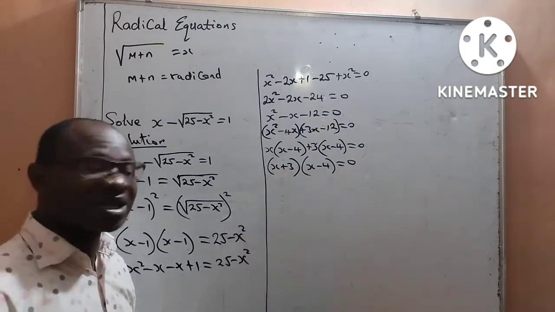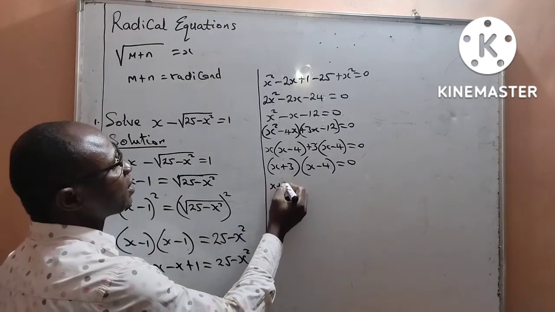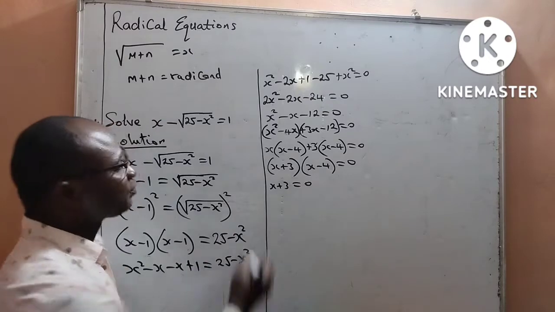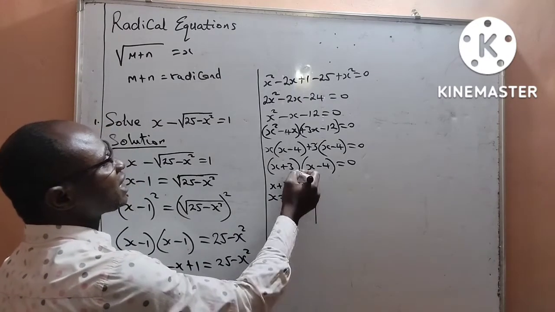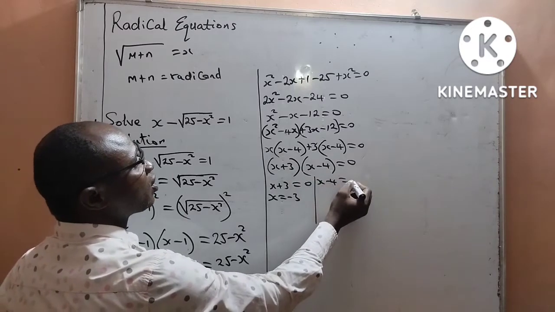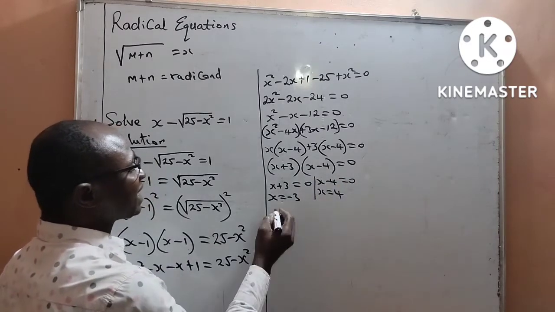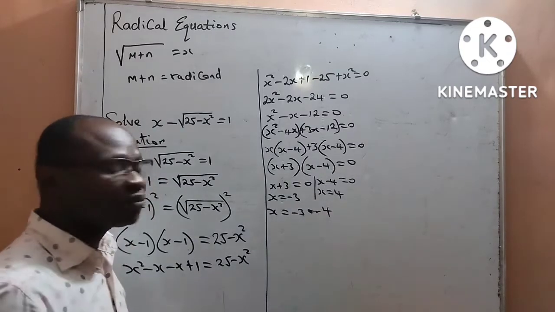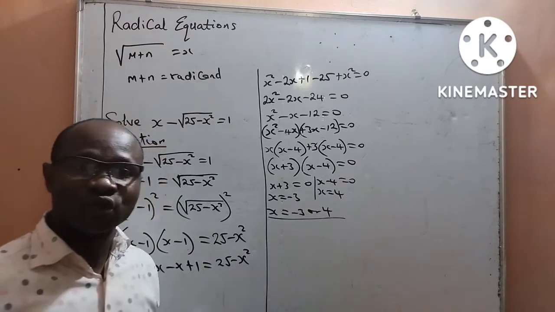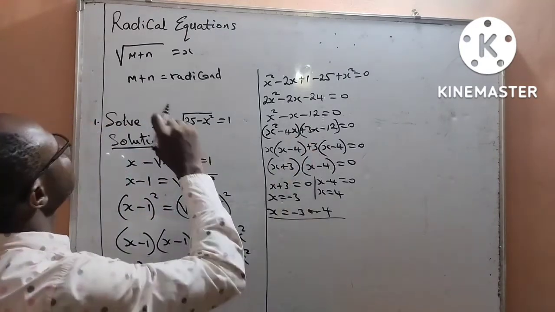I have factorized it. I now find the value of x. Taking the first bracket, I have x plus 3 equal to 0, meaning that x is equal to minus 3. Taking the second bracket, I have x minus 4 equal to 0. Therefore, x is equal to 4. So we can now say x is equal to minus 3 or 4. These are the values of x in the quadratic equation, and that is the answer.